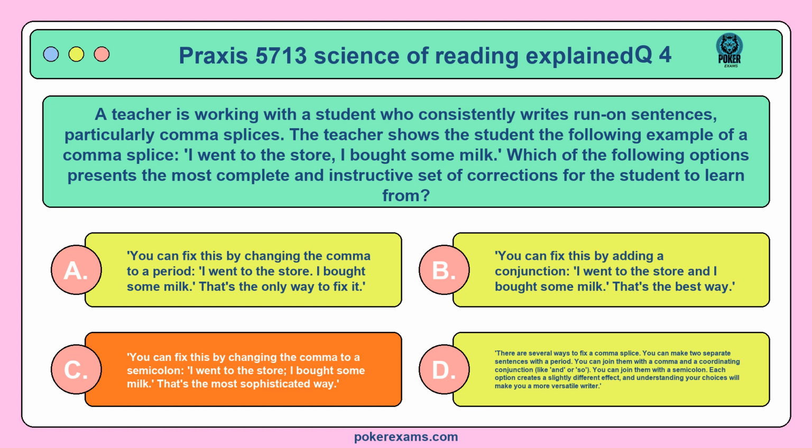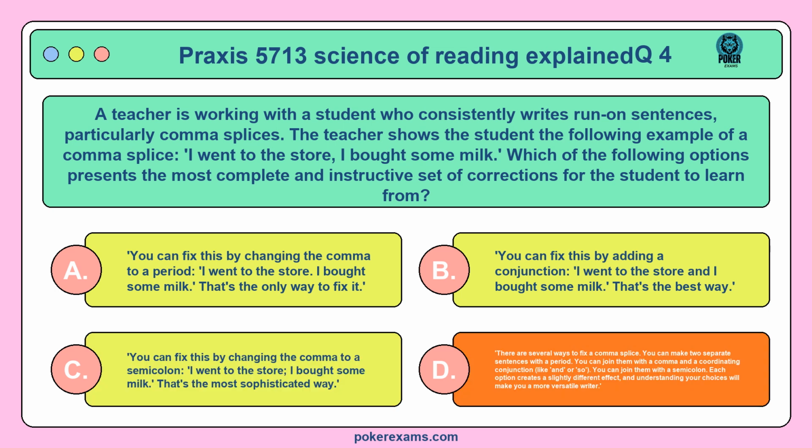C. You can fix this by changing the comma to a semicolon. I went to the store; I bought some milk. That's the most sophisticated way. Or D. There are several ways to fix a comma splice. You can make two separate sentences with a period. You can join them with a comma and a coordinating conjunction, like and or so. You can join them with a semicolon. Each option creates a slightly different effect, and understanding your choices will make you a more versatile writer.